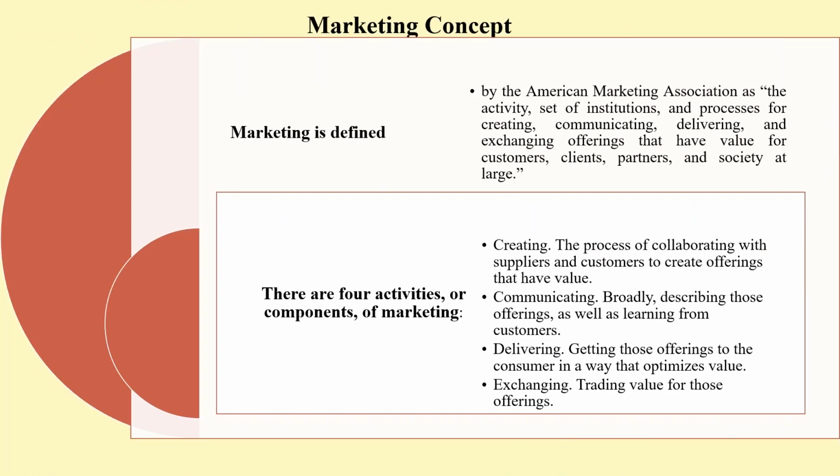If you read the definition closely, you see that there are four activities or components of marketing. What are they? Creating: the process of collaborating with suppliers and customers to create offerings that have value. Communication: broadly describing those offerings to learners and customers. Delivery: getting those offerings to customers in a way that optimizes value. Exchanging: trading values for those offerings.